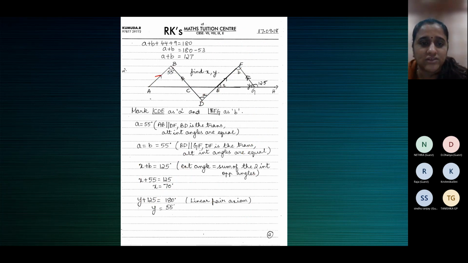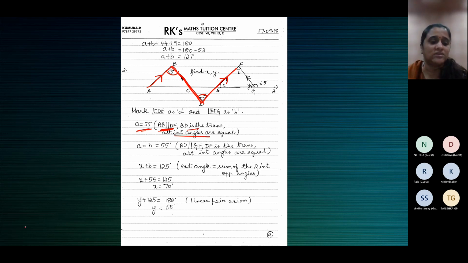So here we know that these two lines are parallel. This is the transversal. We can see that Z kind of formation, parallel line, transversal, parallel line. So alternate interior angles are equal. A is equal to 55 degrees because AB is parallel to DF. You should write that. You should mention the parallel lines, and BD is a transversal. Alternate interior angles are equal.